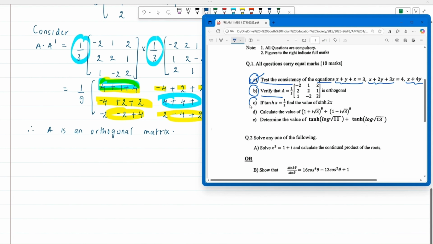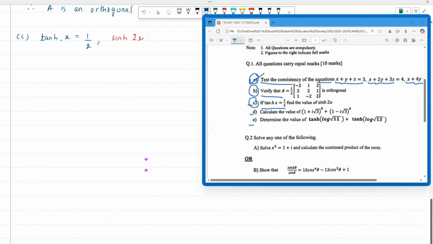Now let's move on to problem C. Problems C, D and E are based on module 2, which is complex numbers, hyperbolic functions and logarithms of complex numbers. So let's start with C. In C, you are given a piece of data, which is that tanh of x equals half, and they are expecting us to find the value of sinh of 2x. So using this given information, we have to figure out the value of sinh of 2x.